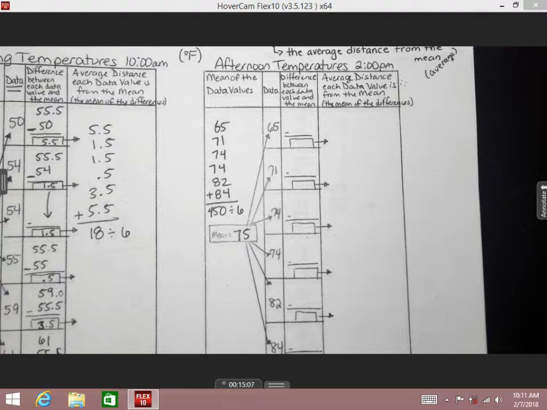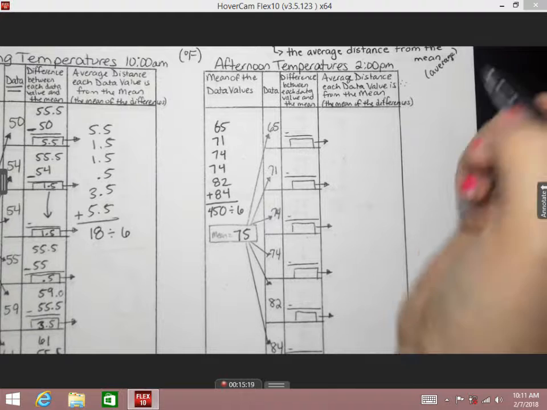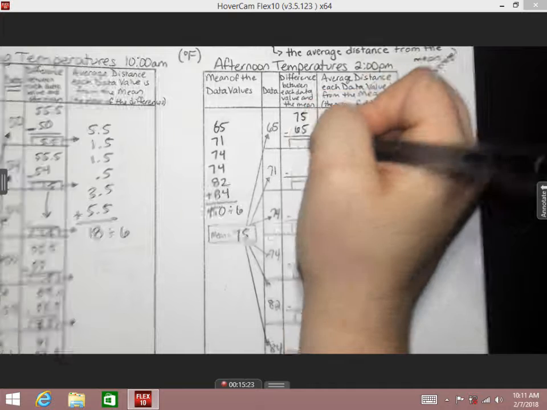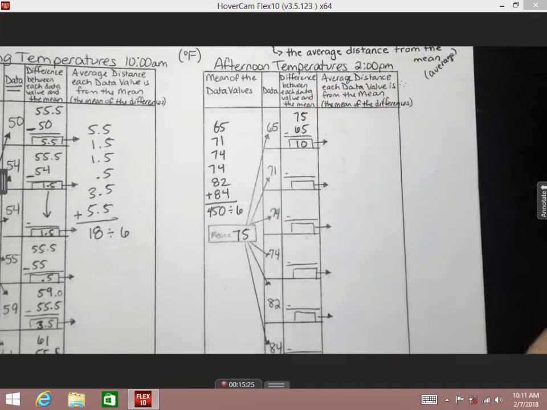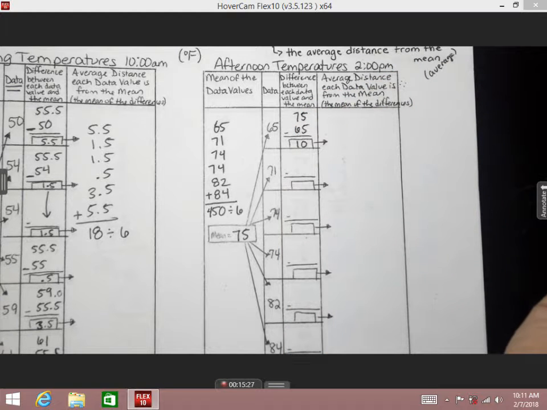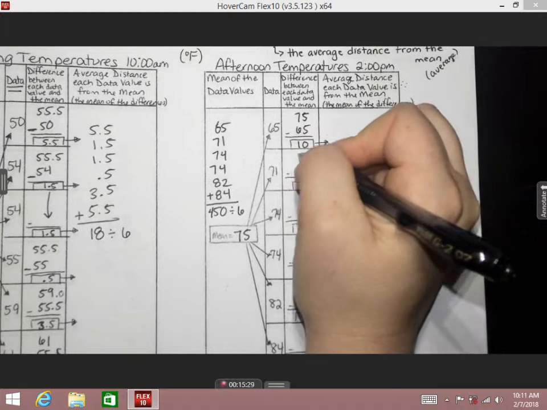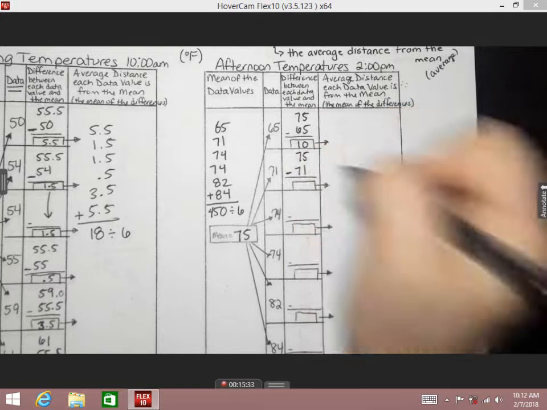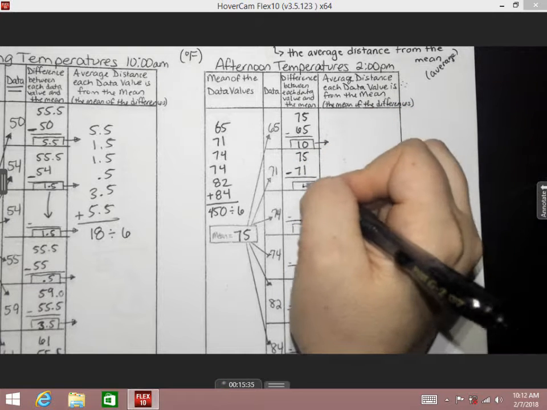All right. Difference between each data value and the mean. All right, so now we've got to do that, finding the distance there. So what am I going to do to find how far apart 75 and 65 are, Caleb? Subtract. So we get 75 minus 65, which is 10. Then we're going to do it again for the next one. So what do I put there, Carson? 75 minus 71, which gives me 4.